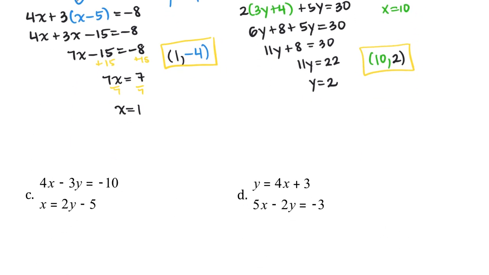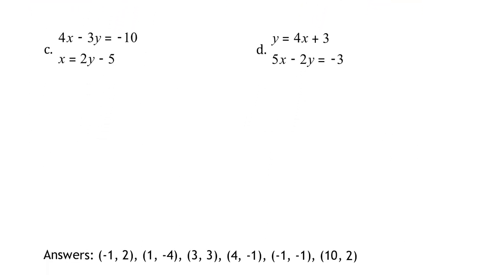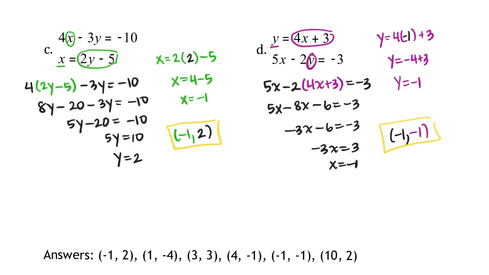Okay, let's see. Go ahead and try the next two on your own. Pause the video, and when you're ready to check your answers, unpause. Okay, for C, I found -1, 2 for my solution, and for D, I got -1, -1. The answers are at the bottom, but they are out of order if you are working ahead.